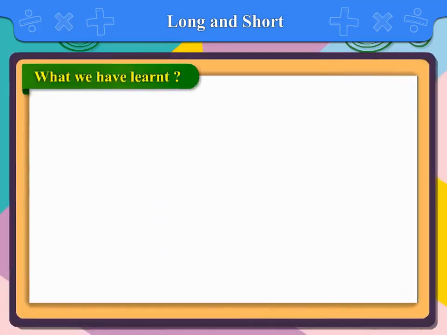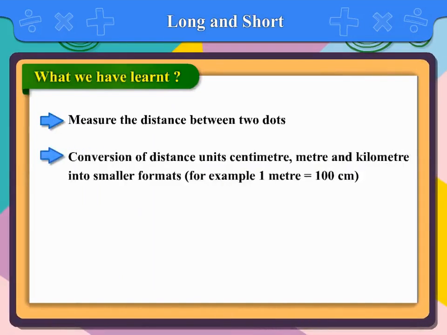What we have learned. Measure the distance between two dots. Conversion of distance unit centimeter, meter and kilometer into smaller formats. For example, 1 meter equal to 100 centimeter.